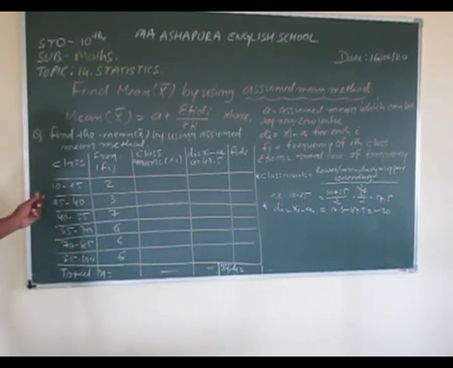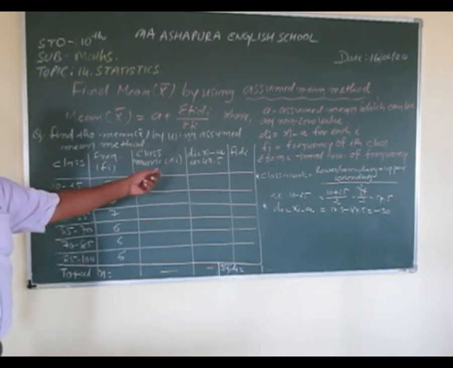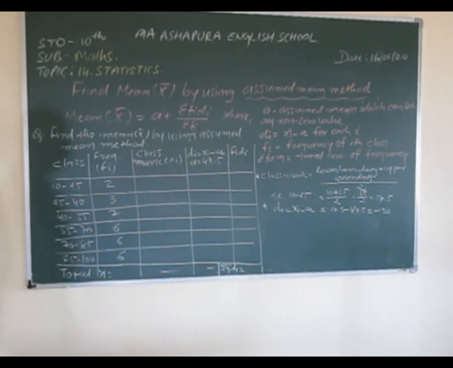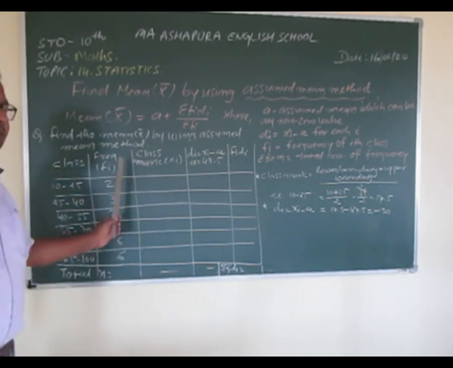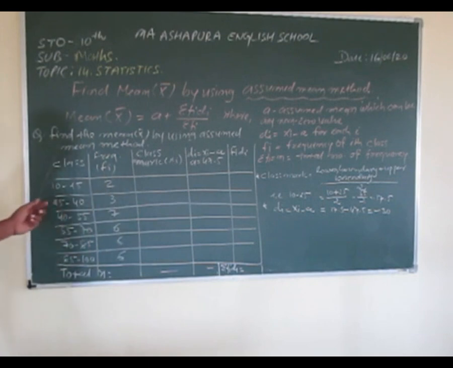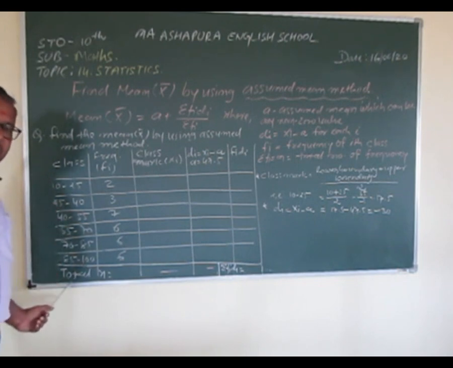Our question is: find the mean x bar by using the assumed mean method. First of all, let's see the table. The first column is the class: 10 to 25, 25 to 40, 40 to 55, 55 to 70, 70 to 85, 85 to 100. Here we have 6 classes.